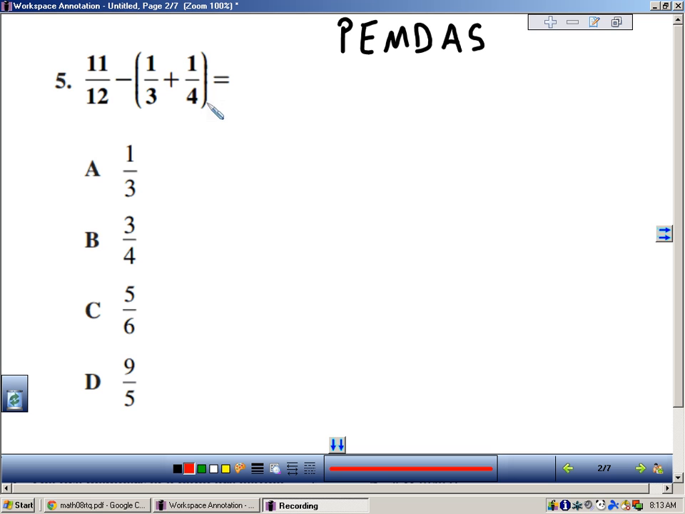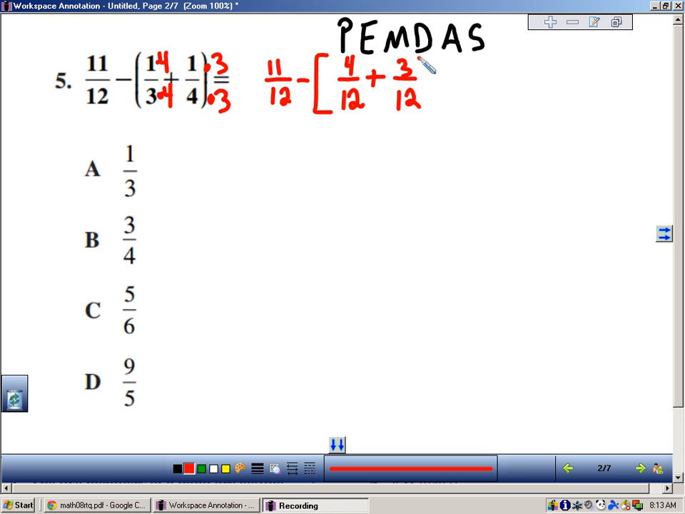So for 1/4, I've got to multiply the denominator by 3. The rule is that to keep the fraction equivalent, we must multiply the numerator by 3. And 1/3, let's multiply that by 4. And again, to keep it equivalent, we multiply the numerator by 4. So after rewriting this, we end up with 11 over 12 minus quantity, I'm going to use brackets instead of parentheses, 4 over 12 plus 3 over 12.